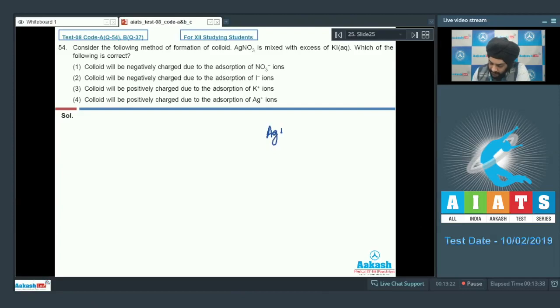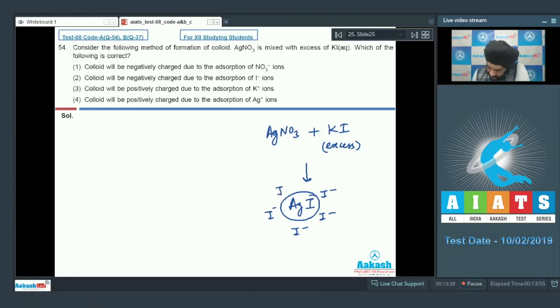So if we talk about AgNO3, which is mixed with KI in excess, so we're going to have the formation of AgI first, and then on this AgI there will be the adsorption of I minus as it is present in excess. So the colloid particle will be negatively charged due to the adsorption of I minus ions. So students, for this question, we have to select the second option as the correct answer, which says that the colloid will be negatively charged due to the adsorption of I minus ions. Let us look at the next question.